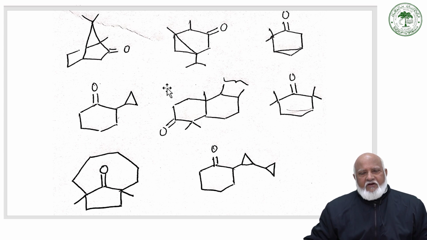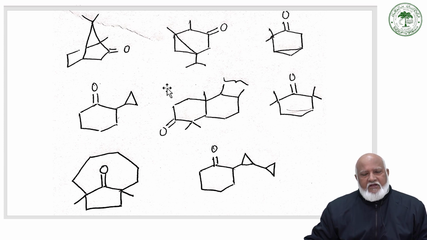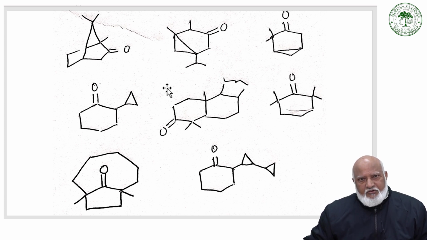Another thing we mentioned last time is that generation of a radical on the cyclopropane ring is unstable. Generation of a radical on the double bond is less stable, whereas generation of a radical adjacent to the cyclopropane is going to be stabilized. Generation of a radical adjacent to a carbon-carbon double bond is also going to be stabilized.